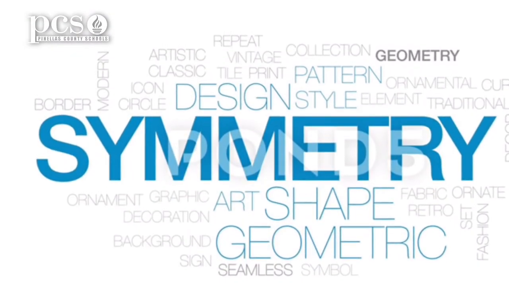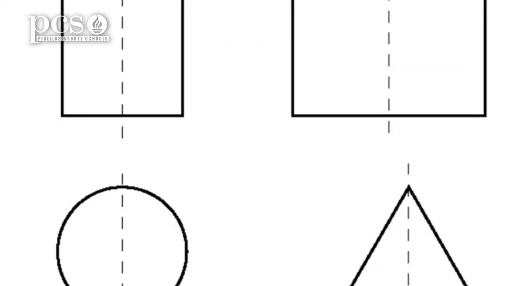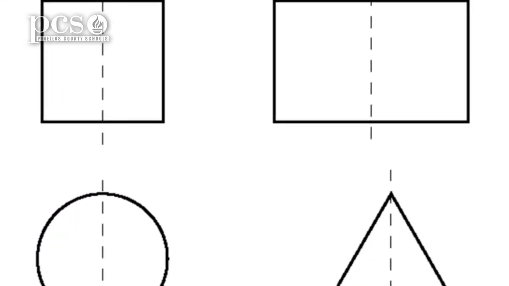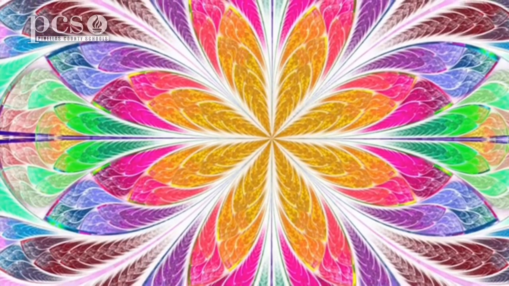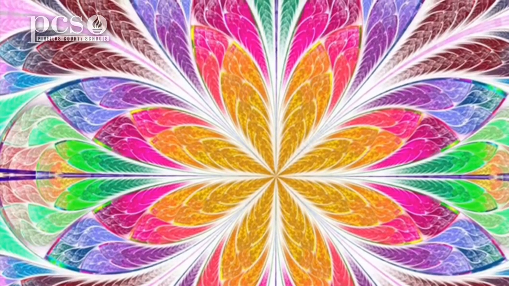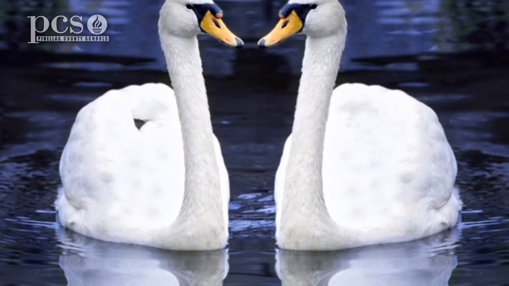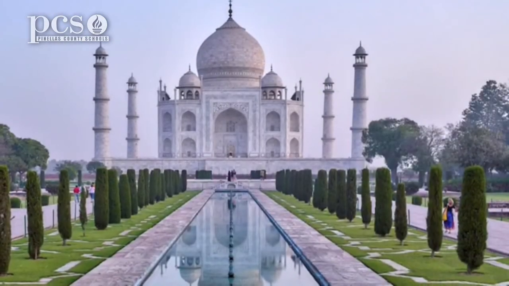Symmetry is when a shape or a design can be divided in the middle, and this design will be the same on both sides. The left side and the right side match. In art, artists use shapes and color to show symmetry in their design. Symmetry can also be found in nature. Sometimes symmetry can be something that man has made.